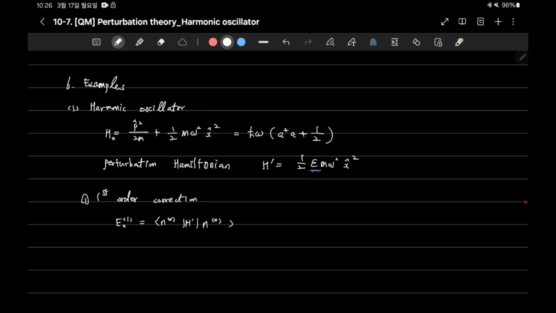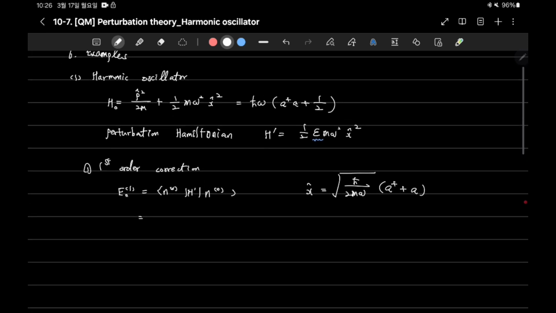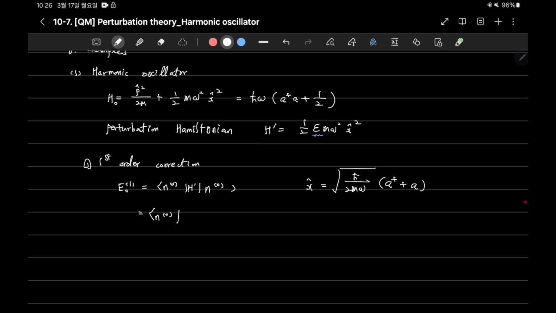So in this case, x can be written down with the ladder operators, square root of h bar over 2m omega times (a dagger plus a). Then <n0|(1/2)epsilon m omega squared x squared|n0> is h bar over 2m omega times (a dagger a dagger plus a dagger a plus a a dagger plus a a), sandwiched between n0. It is the first order energy correction.